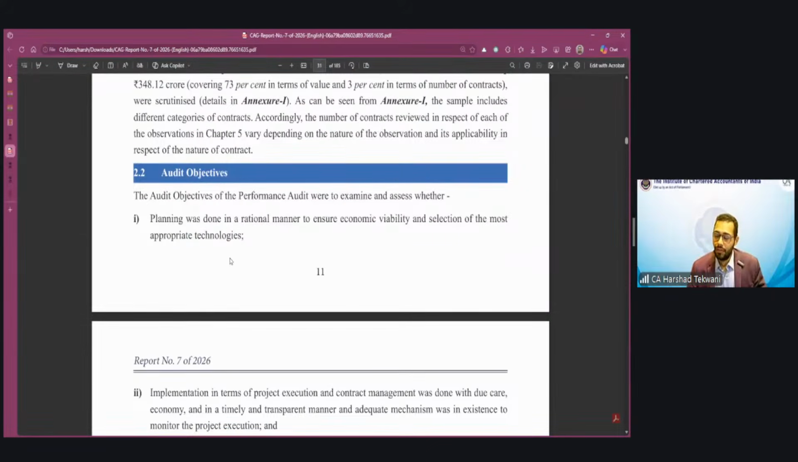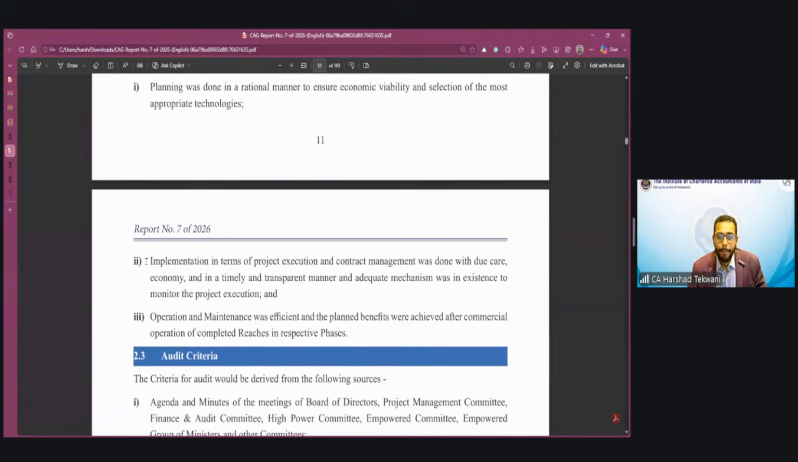Audit objectives. That's where we need to understand. This is very important. What are they talking about? The objectives of the performance audit were to examine and assess whether planning was done in a rational manner, to ensure economic viability and the selection of the most appropriate technologies; implementation in terms of project execution and contract management was done with due care, economy, and in a timely and transparent manner; and operation and maintenance was efficient and effective, and the planned benefits were achieved after commercial operations.